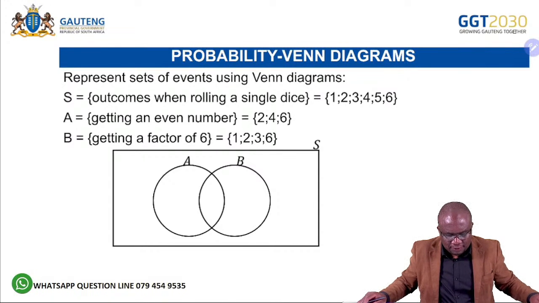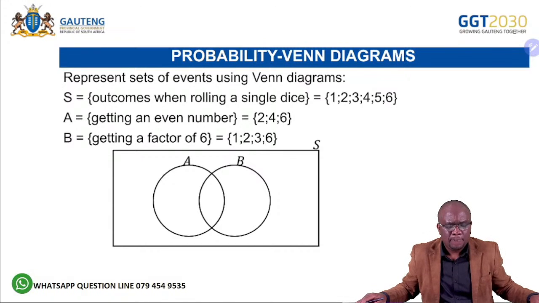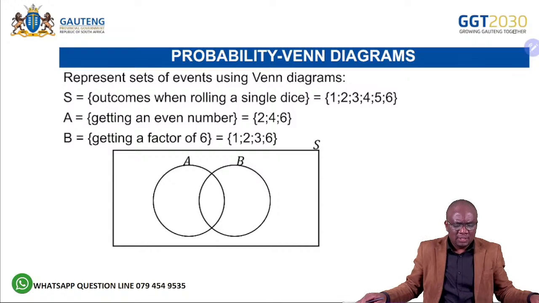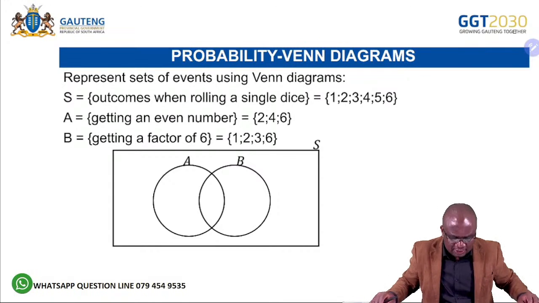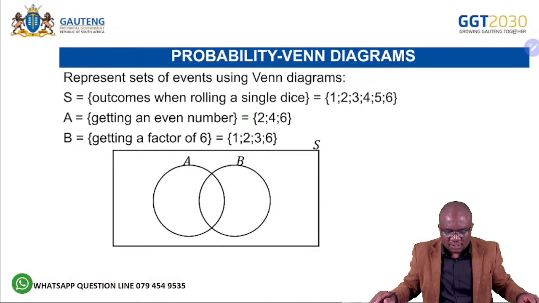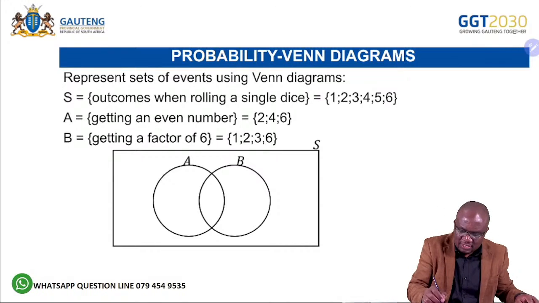Represent sets of events using Venn diagrams. How do we do that? Let's go back to our example of the use of a dice. Sample space outcomes when rolling a single dice: you can get these 6 outcomes. These are the possible outcomes.